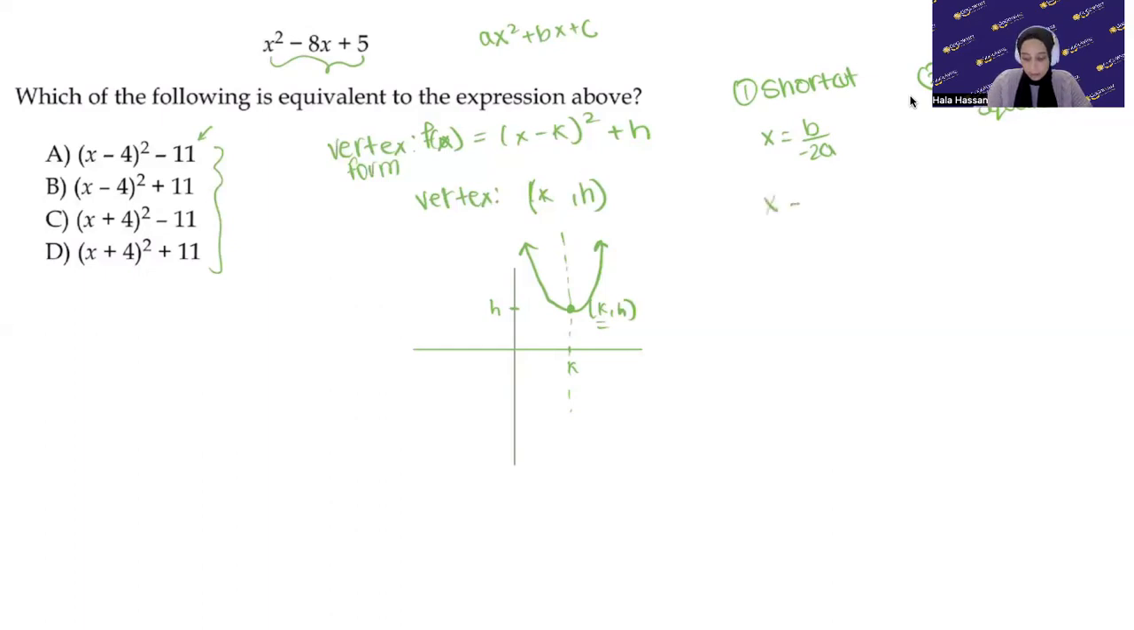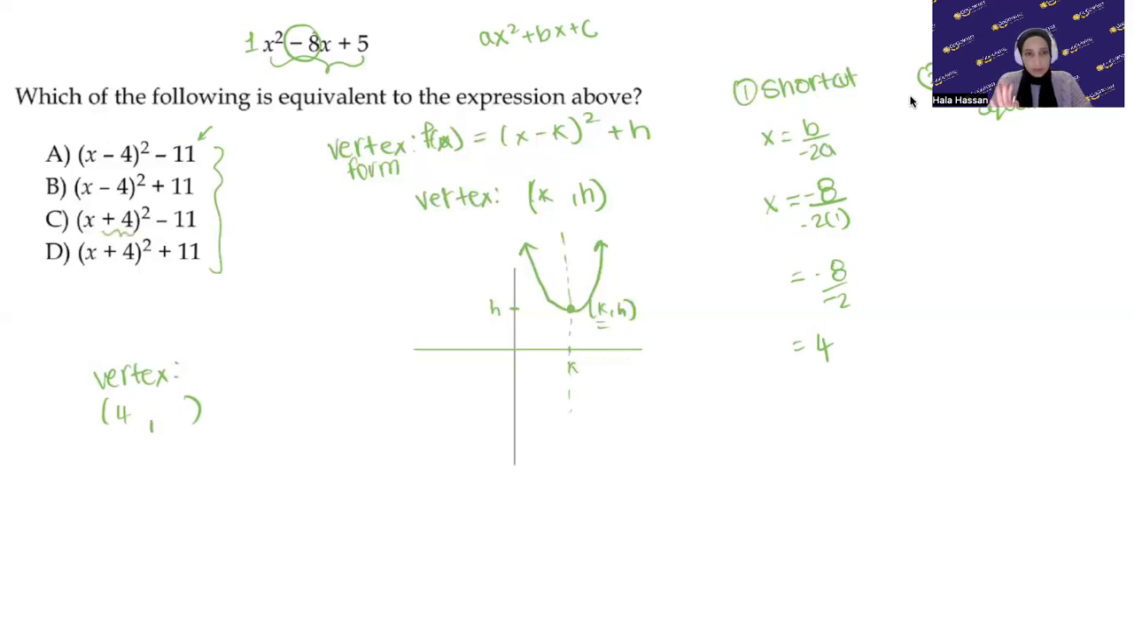So I'm going to say x is equal to, well, my b is negative 8. So negative 8 all over negative 2 multiplied by 1. Well, that's just negative 8 divided by negative 2. That's just 4, right? Okay, so I look at that and I'm like, okay, so my vertex is 4 and something, an h value that we don't know yet. So I can eliminate certain answers from the MCQ. We see that this is going to be negative 4.